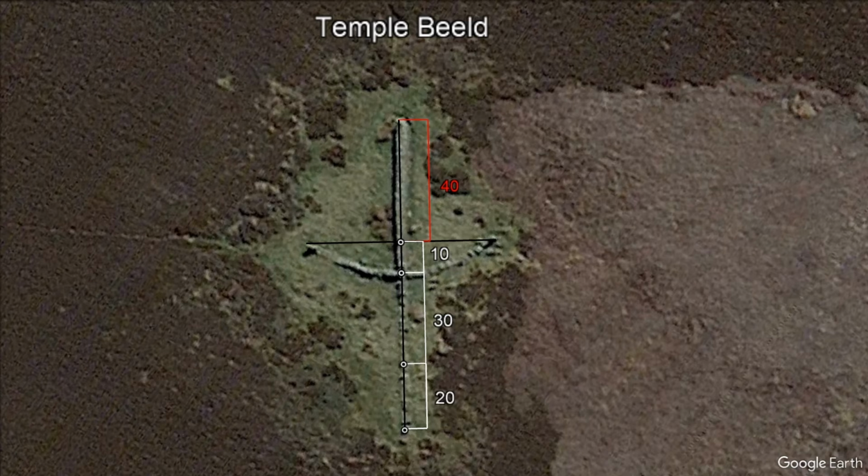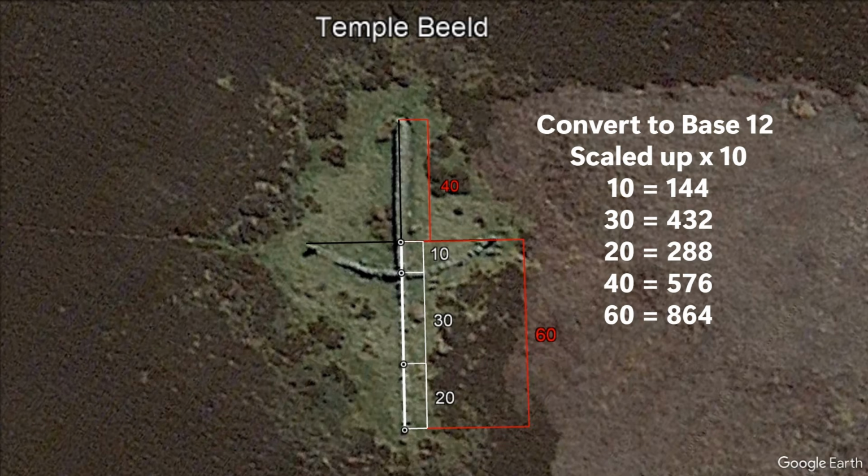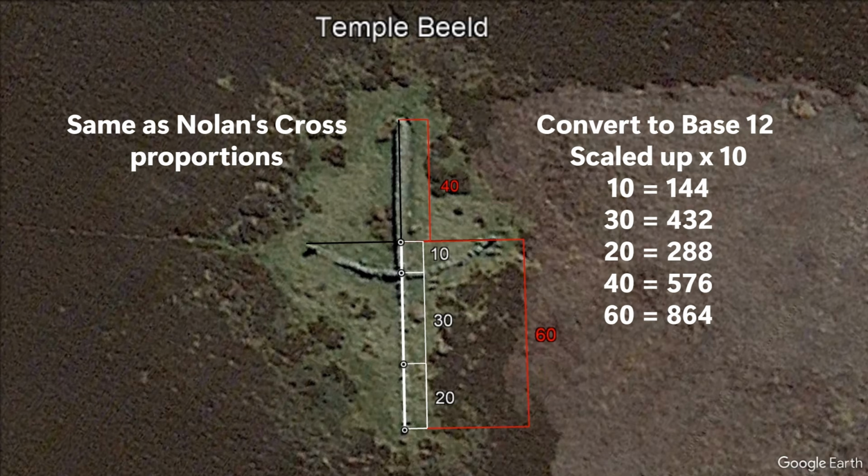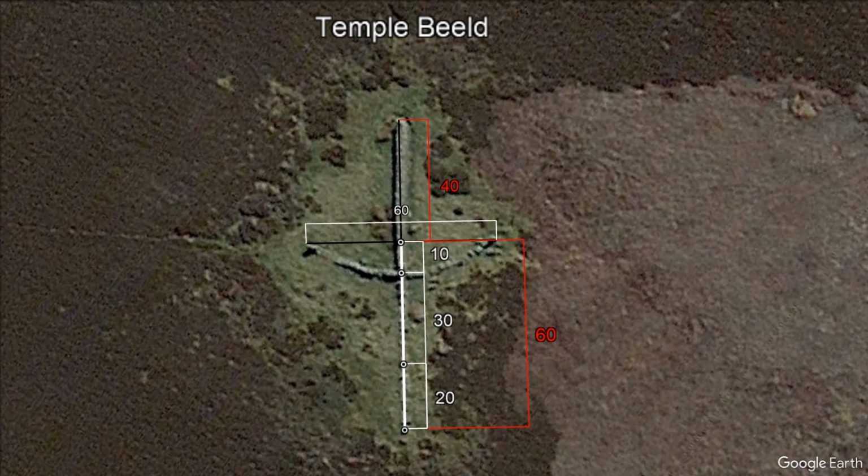With these proportions, we now convert to base 12 from base 10 and multiply by 10. And we get the exact proportions in Nolan's cross. We also find the importance of the arc, the arc height and the length of the arc, which matches the length of our proportioned line of Nolan's cross, which is 60.